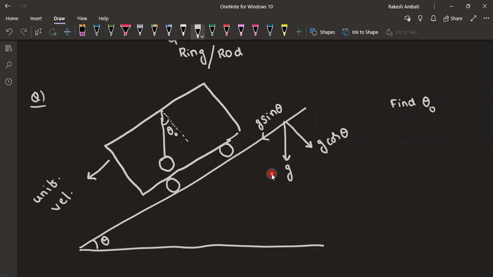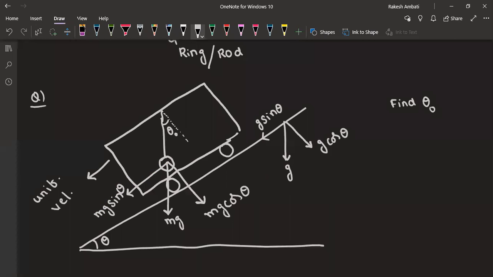Okay, so for example, at this position, if m is the mass of the pendulum, its weight is mg, and what is the mg direction? Vertically downwards. Now, this component is mg cos theta. Then this component is mg sin theta. It is g cos theta, so mg cos theta. It is g sin theta, so down the inclined plane mg sin theta.